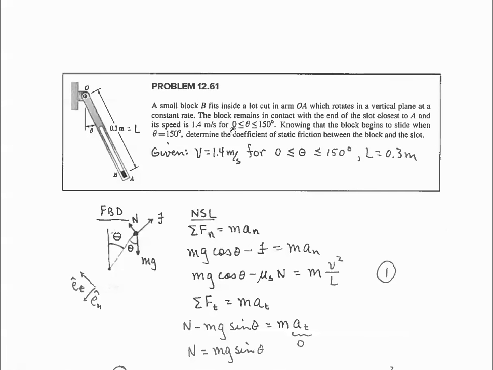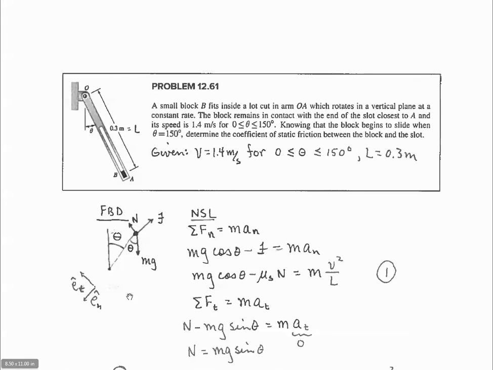per second for angles theta greater than 0 degrees but less than 150. Knowing that the block begins to slide when theta is equal to 150 degrees, we want to determine the coefficient of static friction between the block and the slot. Okay, so the givens are that v is 1.4 meters per second and that theta ranges here, and I'm going to call L this 0.3 meters, which is the length of that bar.